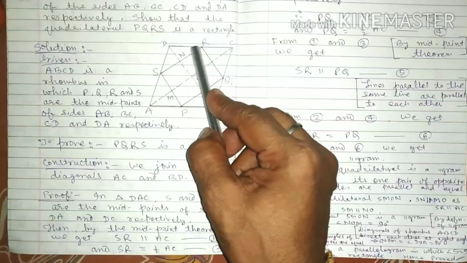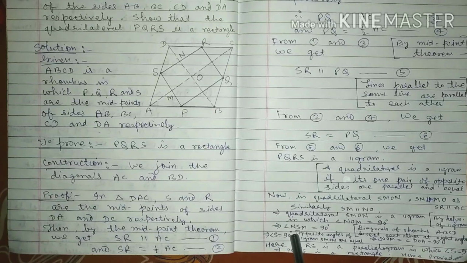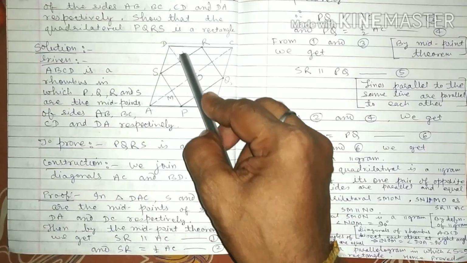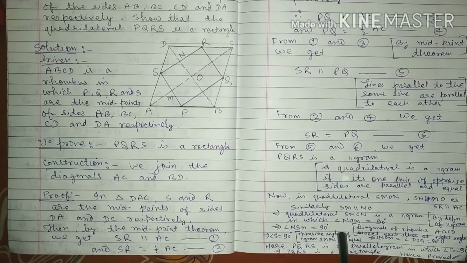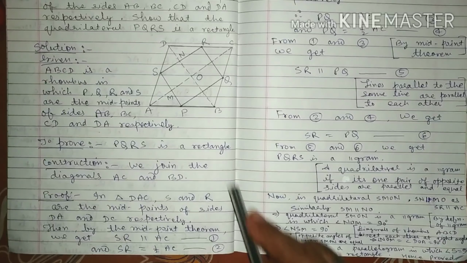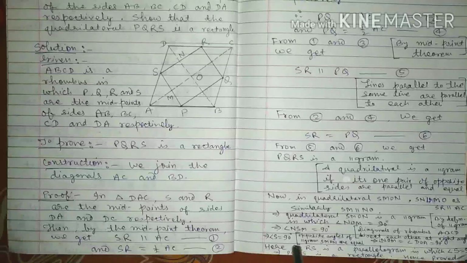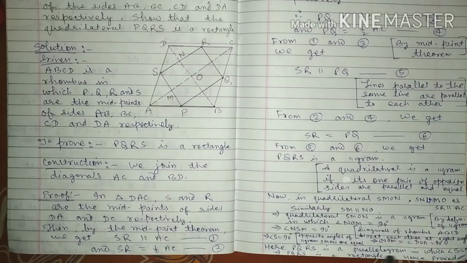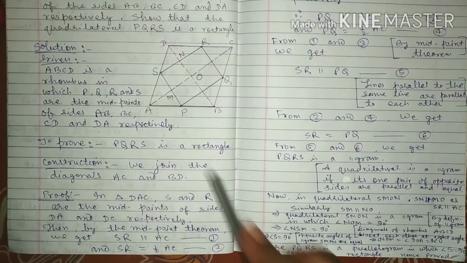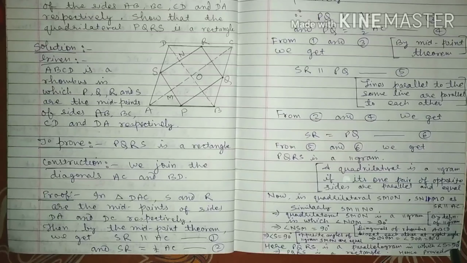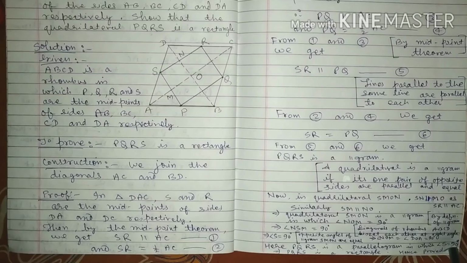This can be written angle NSM is also 90 degrees. Opposite angles of a parallelogram are equal. This implies that angle S equals 90 degrees. Here, PQRS is a parallelogram in which angle S is 90 degrees. So, PQRS is a rectangle. A parallelogram is a rectangle if one of its angles is 90 degrees. This is the answer of question number 2.